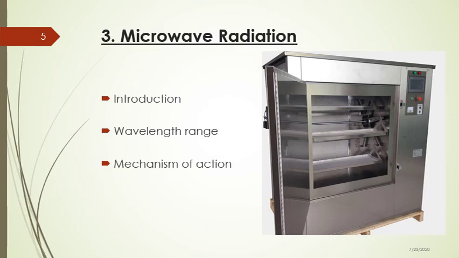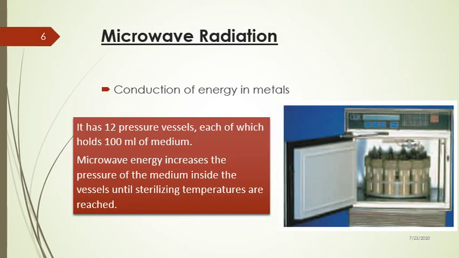Bacterial endospores, which contain almost no water, are not destroyed by microwaves. However, a specialized microwave oven has recently become available that can be used to sterilize media in just 10 minutes. It has 12 pressure vessels, each of which holds 100 ml of medium. Microwave energy increases the pressure of the medium inside the vessels until sterilizing temperatures are reached. Caution should be observed in cooking foods in the home microwave oven.